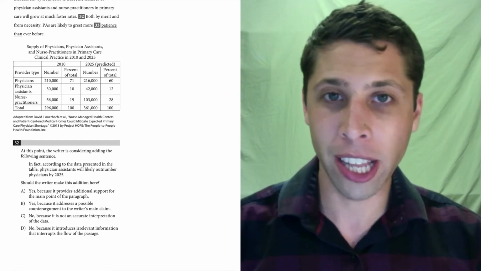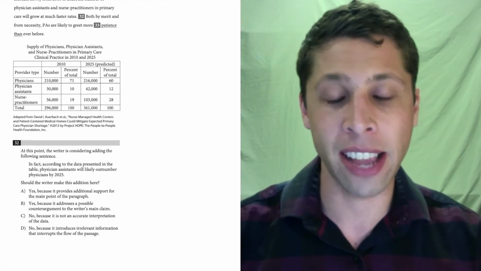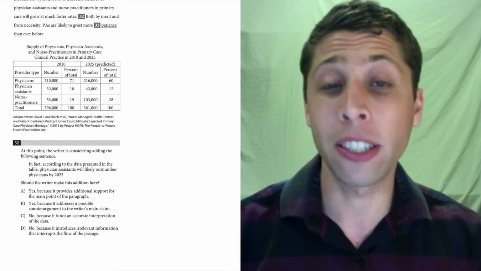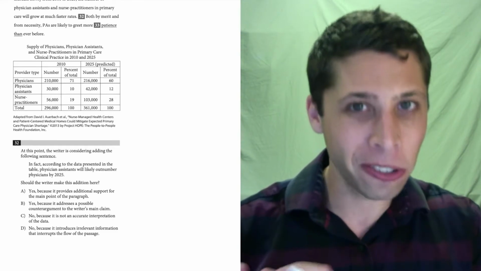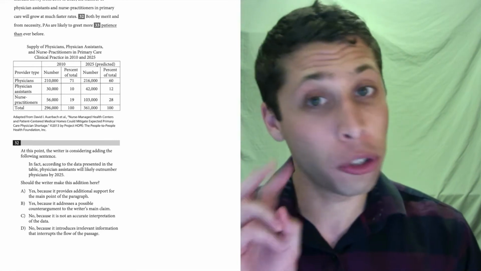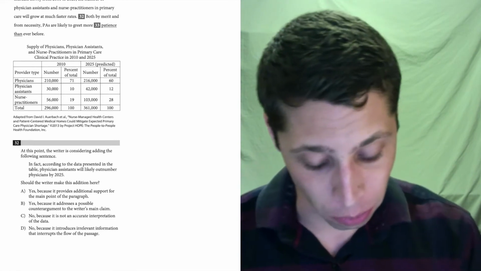This question looks like it's asking us to test the ideas and see how this sentence would fit in with the rest of the paragraph. And we may need to consider that. But notice it's also about this graph. And anytime we have a graph question, we have two priorities, two things to test for.